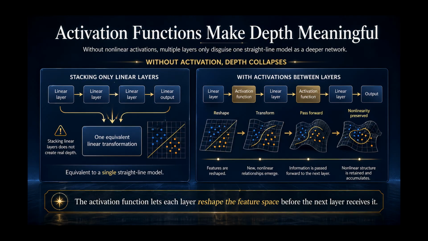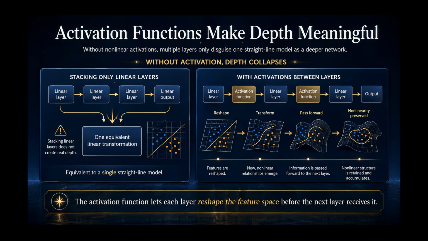The activation function is what lets each layer reshape the feature space before the next layer receives it. That is why hidden layers are not magic. They are learned feature combiners. They build internal representations that help the model express relationships the original features could not express on their own.